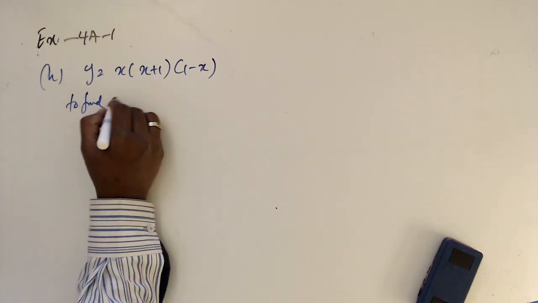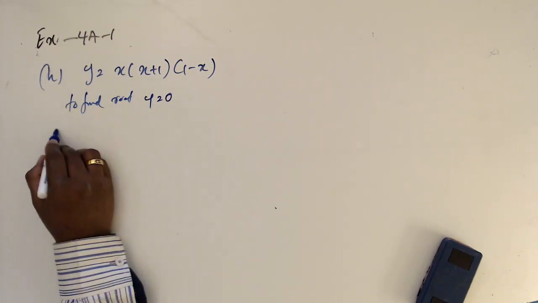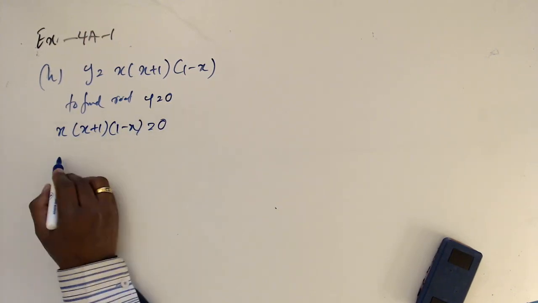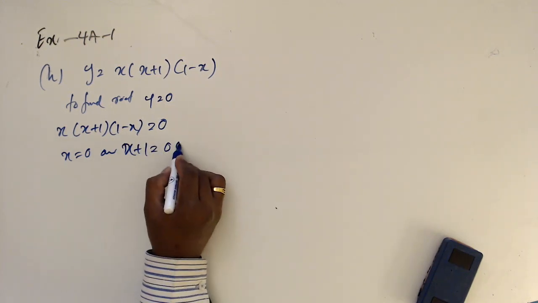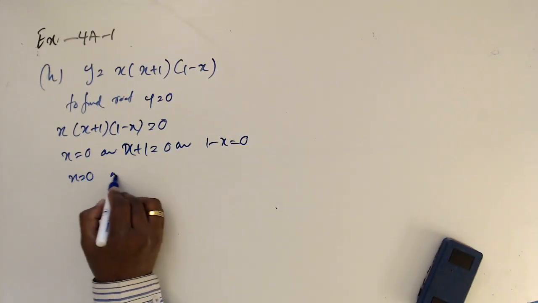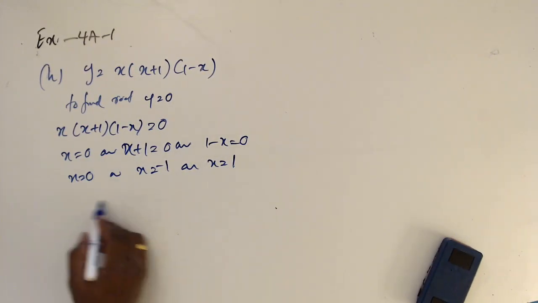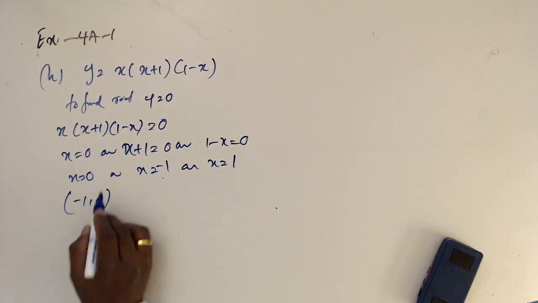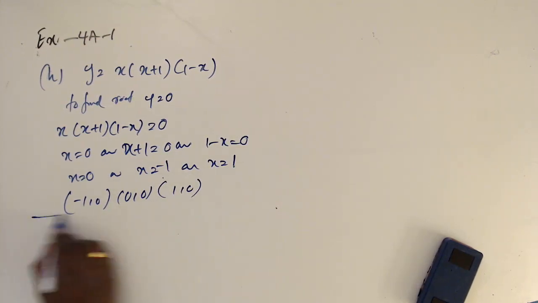To find roots, y equals 0, then x times (x plus 1) times (1 minus x) equals 0. So x equals 0 or x plus 1 equals 0 or 1 minus x equals 0. So x equals 0, or x equals minus 1, or x equals 1. So the points are (minus 1, 0), (0, 0), and (1, 0).